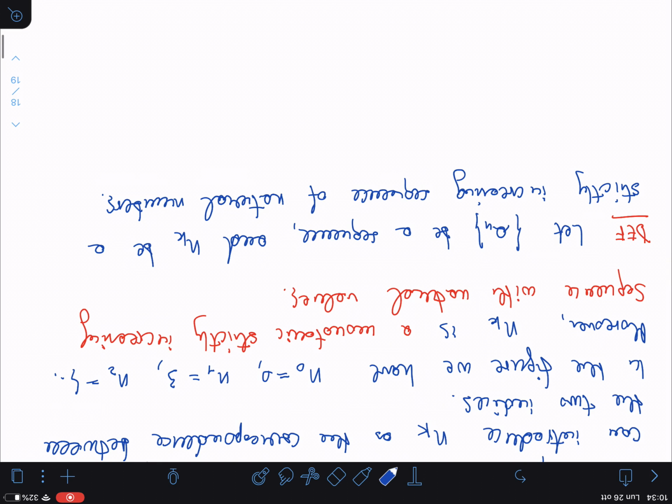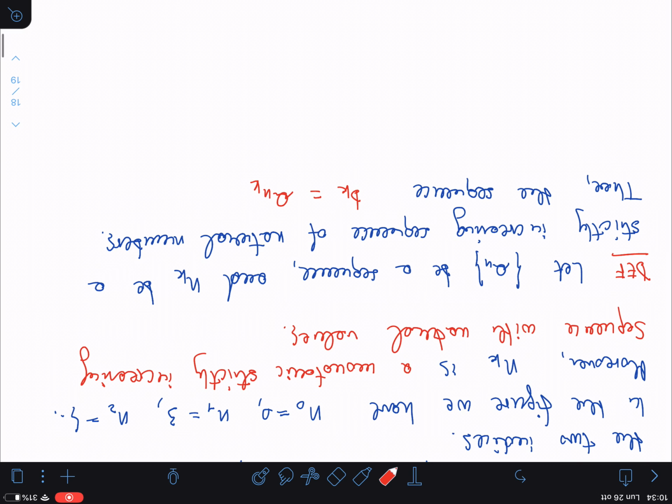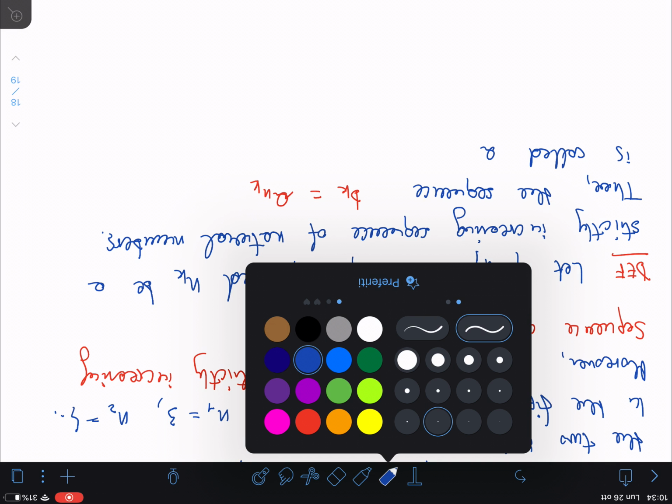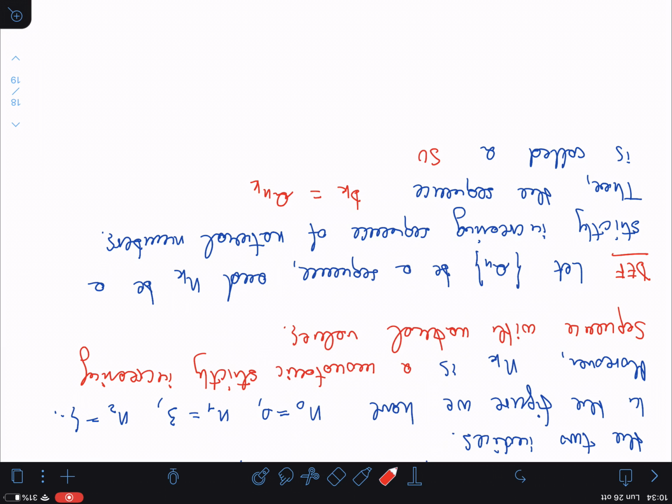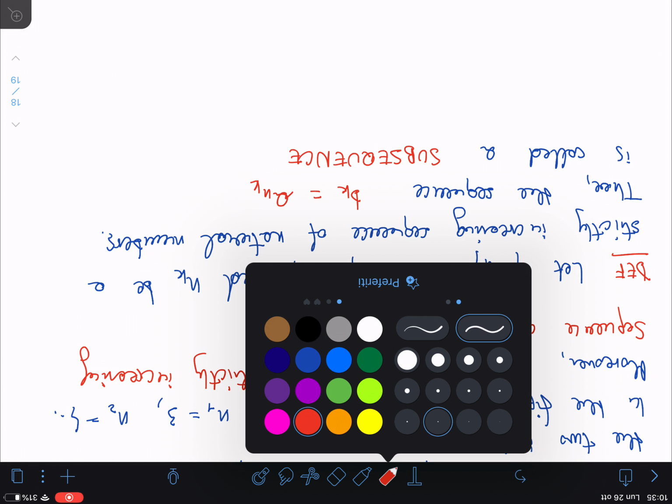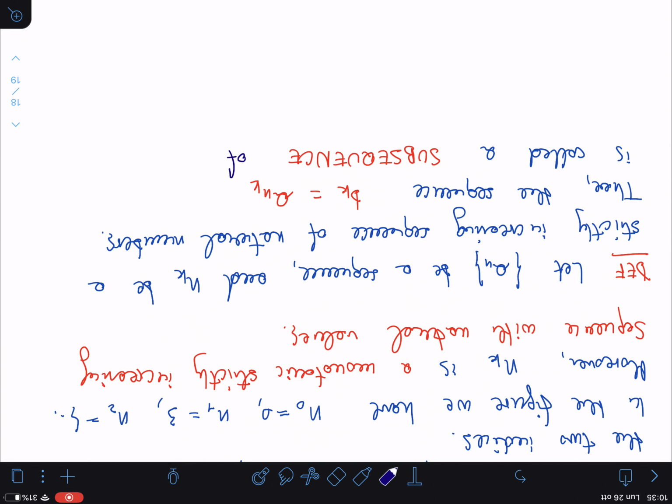Then the sequence bk is equal to a and k, like in the previous example, is called a subsequence of an.